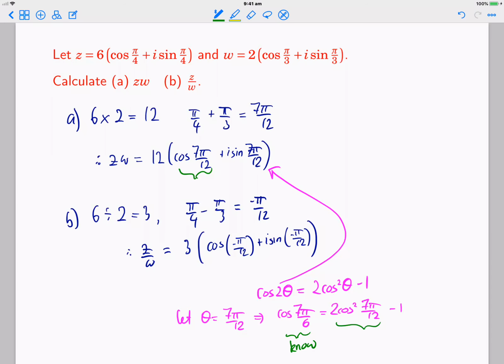And then I can also easily get sine 7 pi on 12, because I know that sine squared 7 pi on 12 plus cos squared 7 pi on 12 is equal to 1. So if I know what cos 7 pi on 12 is, I can solve for sine 7 pi on 12 and go from there. So obviously it's a bit of work, but at the same time it's also straightforward. There is a systematic way to do it.